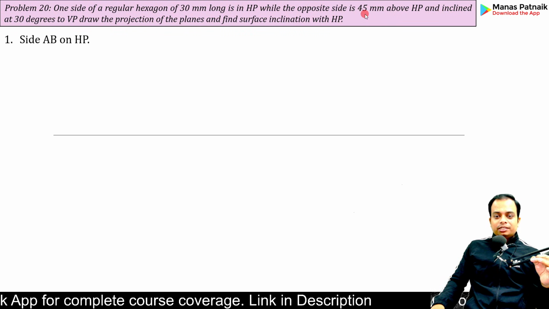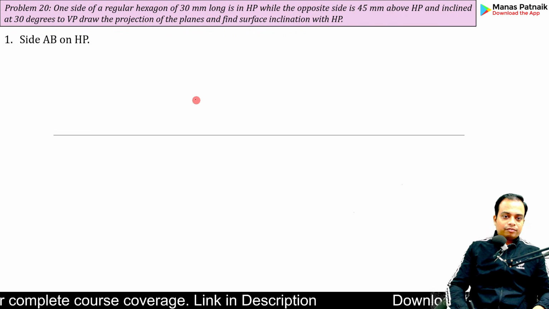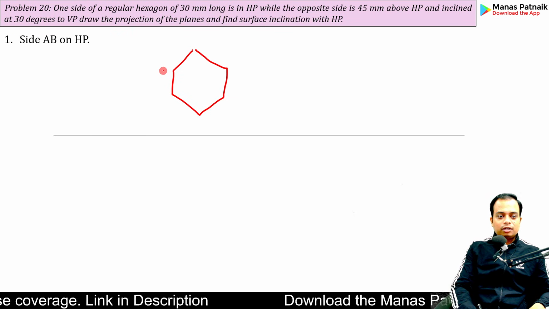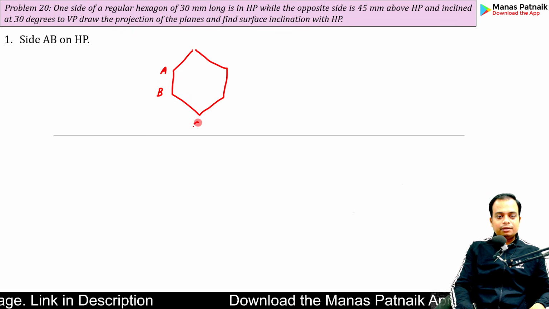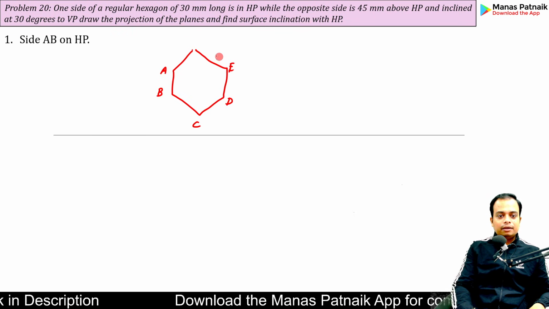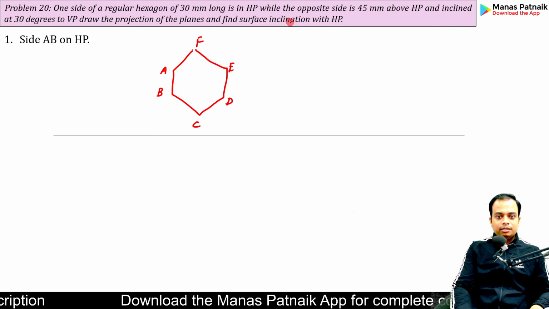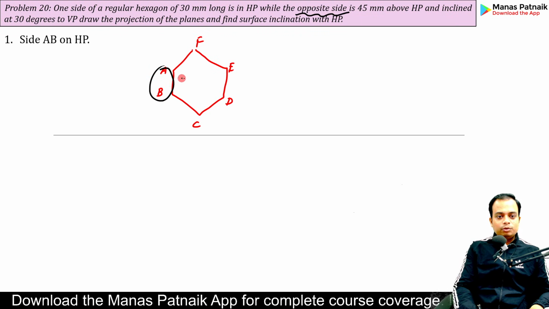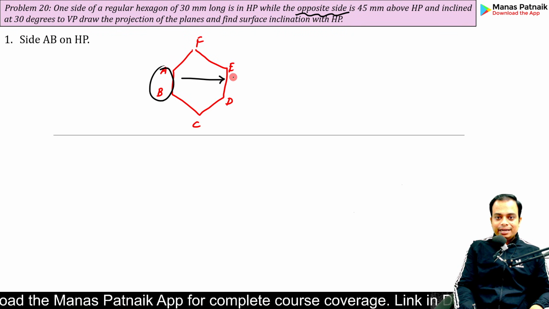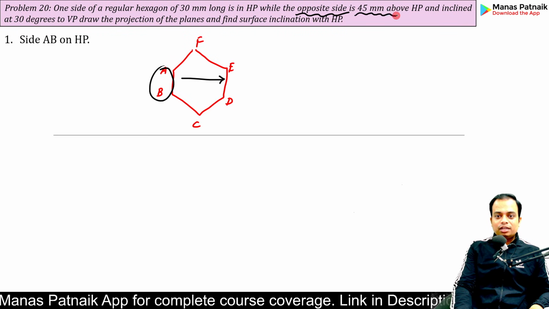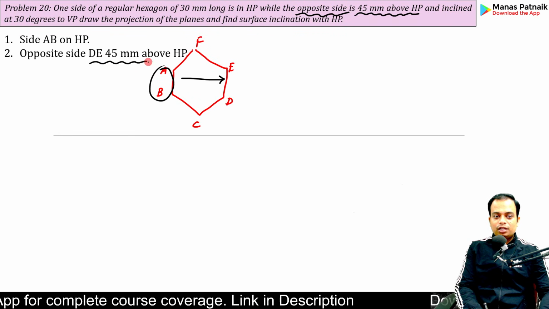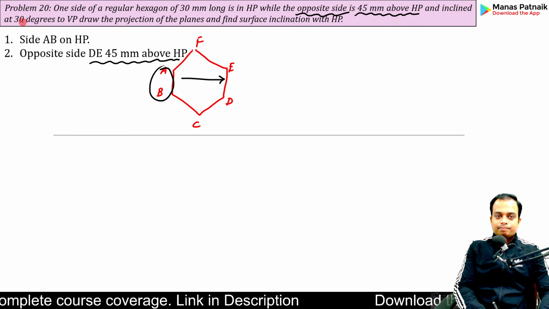While the opposite side, okay, so if you have a hexagon of this sort, let's say this is A, B, C, D, E, and F, then the opposite side with respect to AB is going to be this one. This side ED is at 45 mm above HP. So let me just write it down. DE 45 mm above HP.